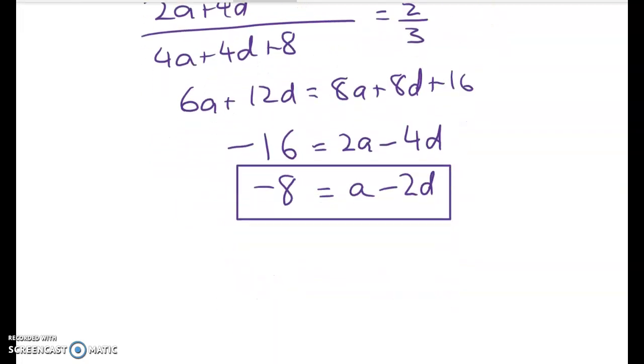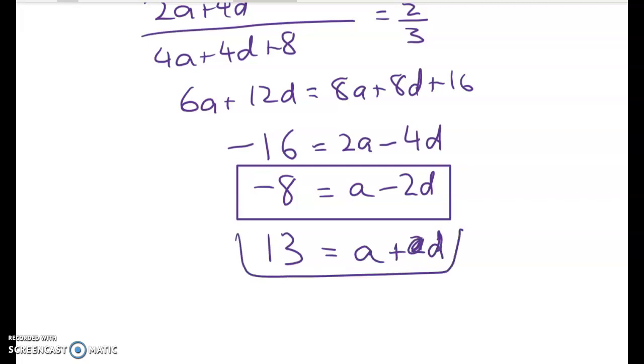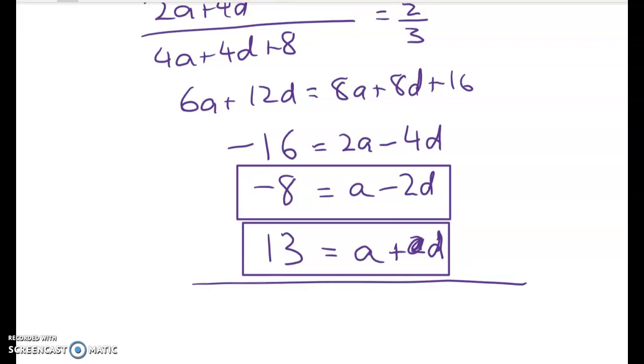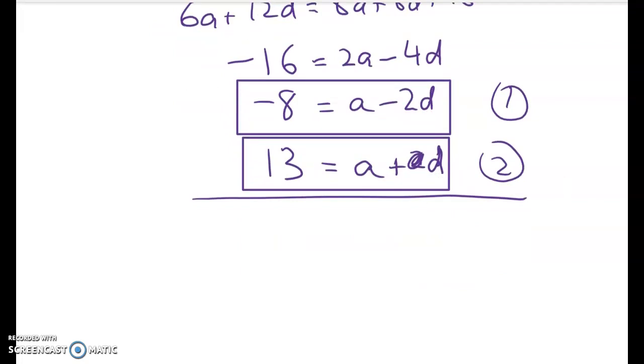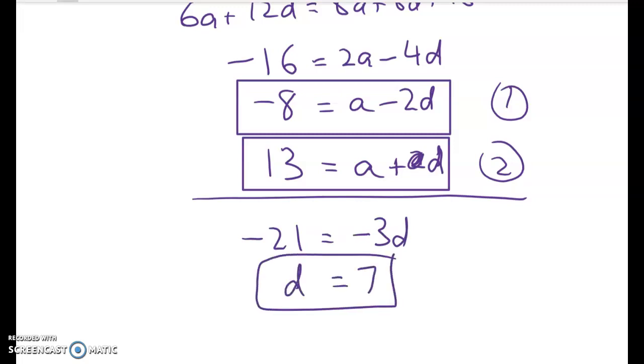Now we're going to solve that simultaneously with my first one from the sum to infinity. So I've got 13 is equal to a plus d. All right, so those 2 equations there. I'm going to do equation 1 minus equation 2, lots of different ways you can do this, but doing this, we get negative 21 is equal to negative 3d, giving me d is equal to 7. Right, so d is equal to 7, and a plus d are 13, so a must equal 6.